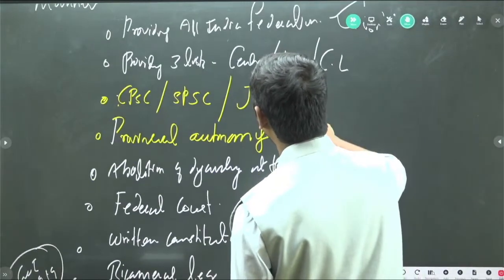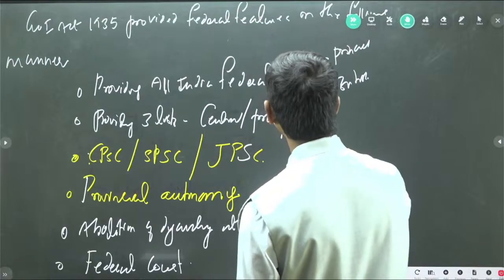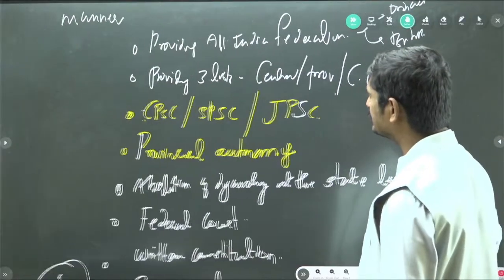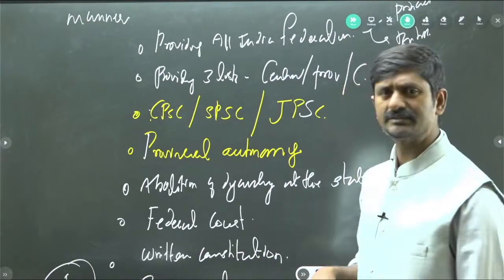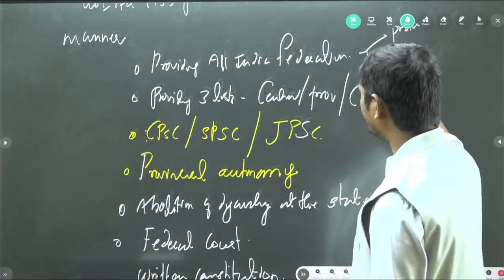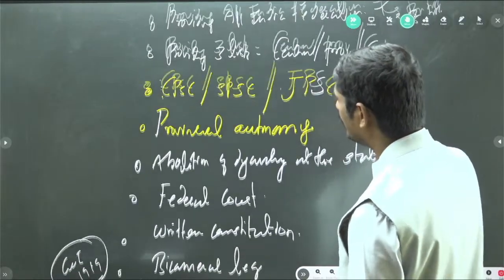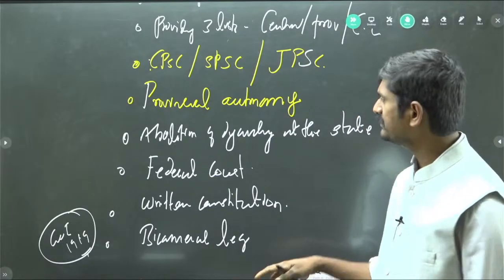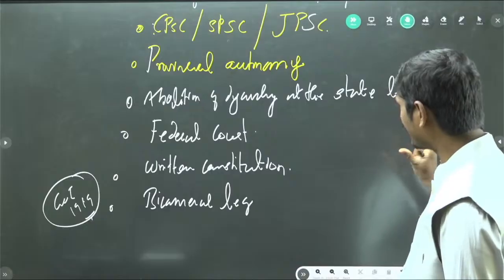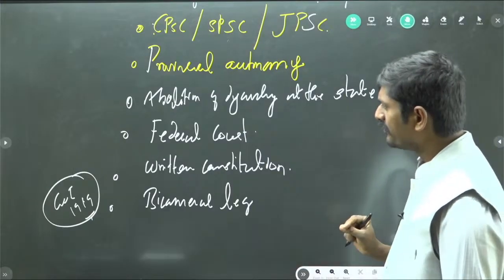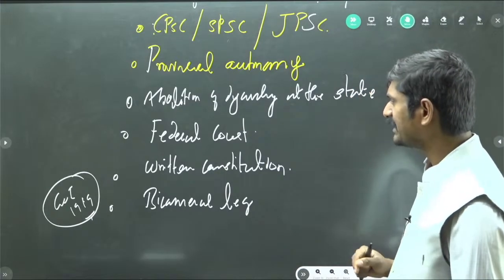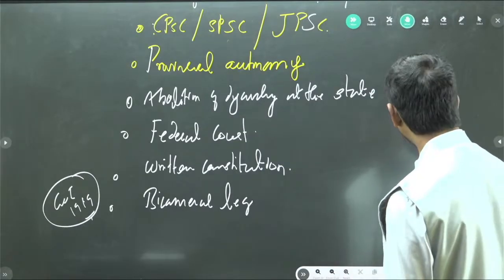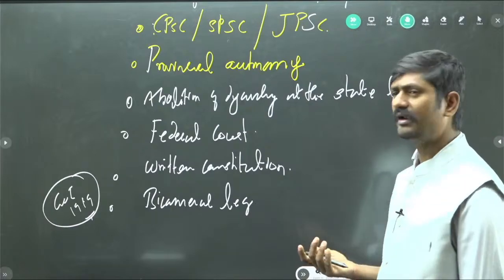Okay, All India Federation, including provinces of the Britishers as well as princely states, and there is an existence of three lists: central list, provincial list, and concurrent list. Of course, concurrent list is a unitary feature. Of course, central list and provincial list. Then Central Public Service Commission, State Public Service Commission, and Joint Public Service Commission. Provincial autonomy, abolition of diarchy at the state level, provision of the federal court, written constitution, and bicameral legislature, right? This is how we are able to see the federal features of the Government of India Act of 1935.